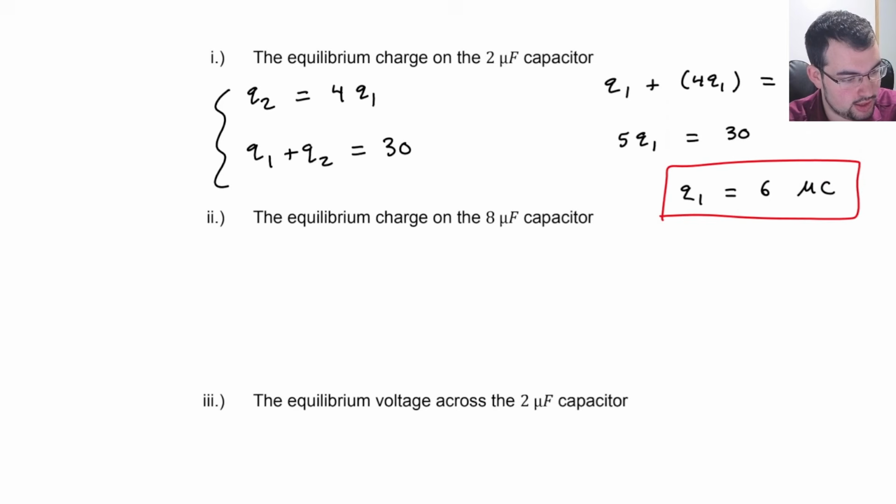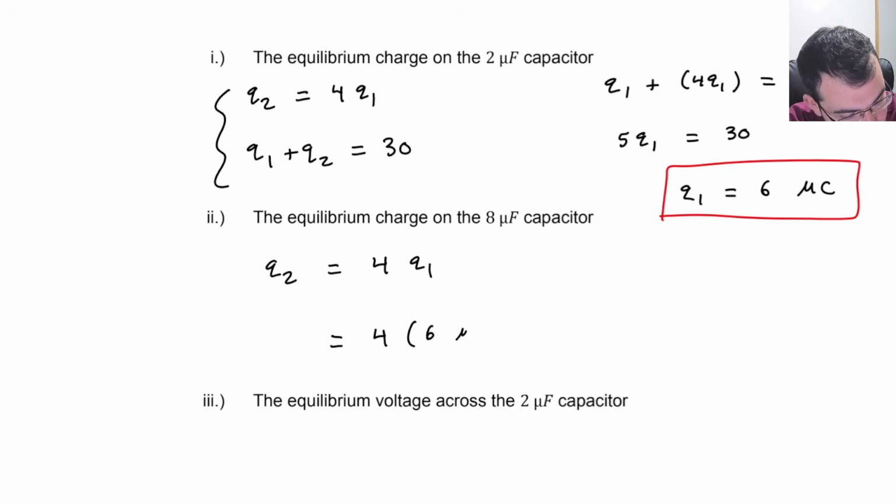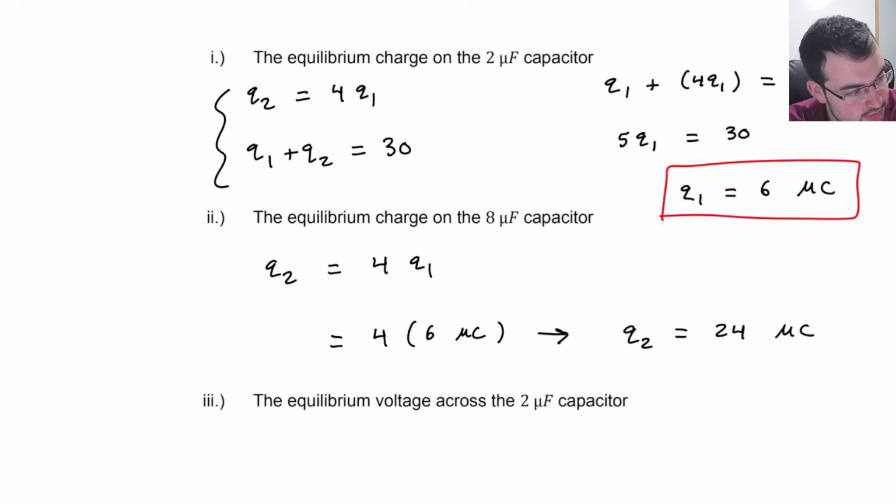All right, what about Q2? Well, we just said that Q2 is equal to 4 times Q1. So it's equal to 4 times 6 microcoulombs, which is equal to 24. So Q2 is 24 microcoulombs.